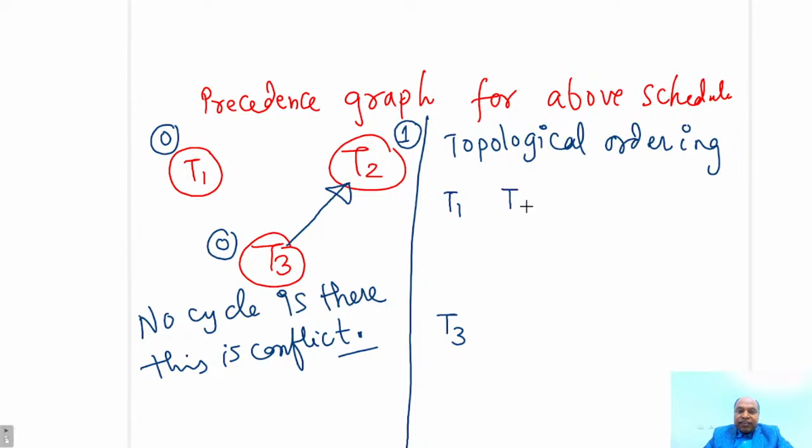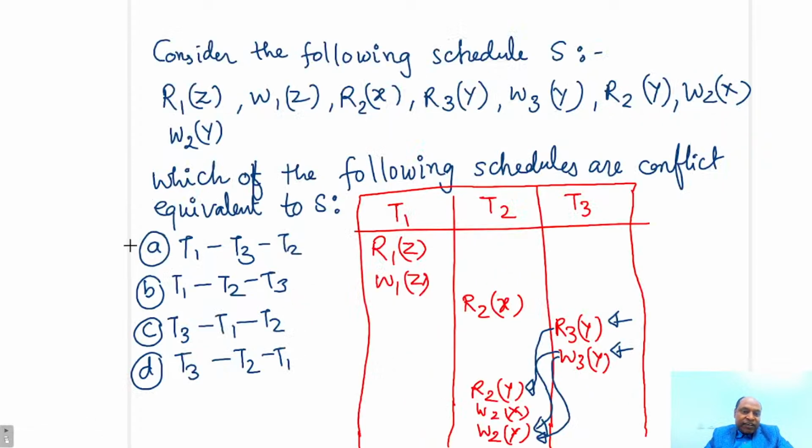Now T1, then we can have T3, then T2. Why? Because T1 followed by T2 first I cannot do, so that will be wrong. So this can be one sequence. Another sequence is T1, T3, T2, then T3, T2, T1, then T3, T1, T2. Going to the previous slide: T1, T3, T2, yes, it is correct. Then T3, T1, T2, yes, it is correct. T3, T2, T1, yes, it is correct. So the correct answer for this is A, C, and D.